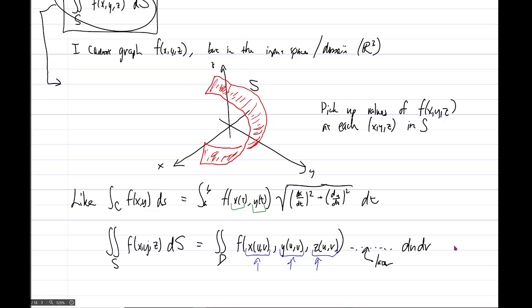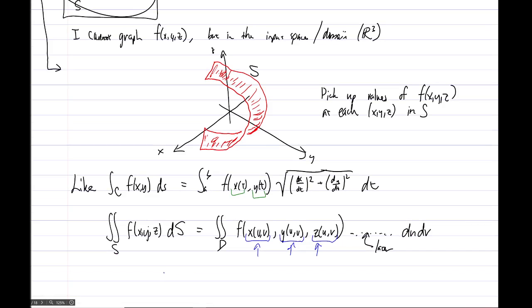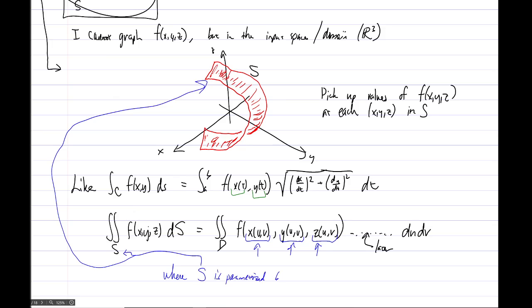Okay, so just to point these out, this capital S, which appears right here, this shape that we've got going on there in red, is parametrized by x of u comma v and y of u comma v and z of u comma v. All right.